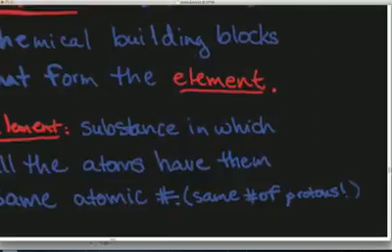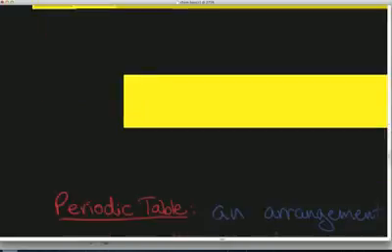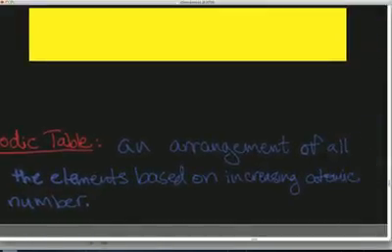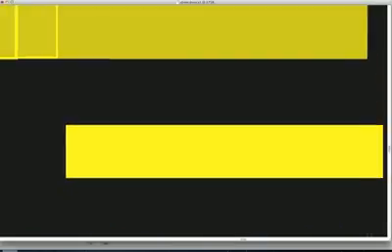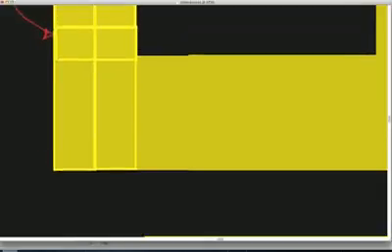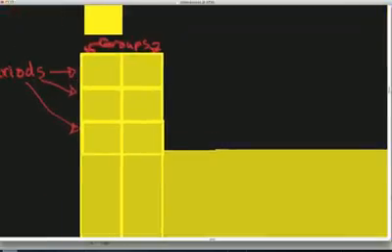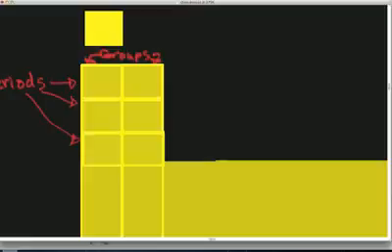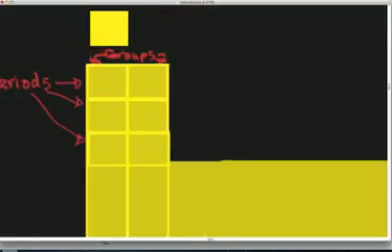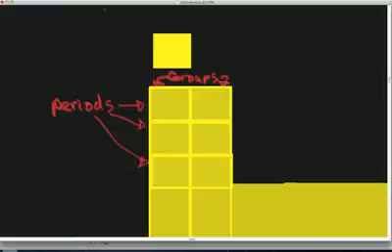a way to organize these elements is this wonderful periodic table, and it's an arrangement of all the elements based on increasing atomic numbers, and those are increasing in the period as you go left to right. The periods are the rows of your periodic table, and your groups are the columns.